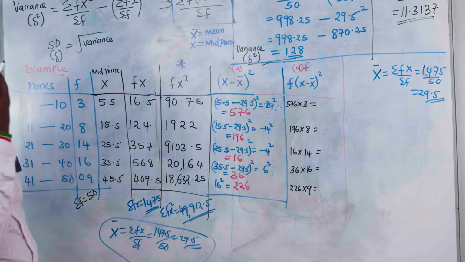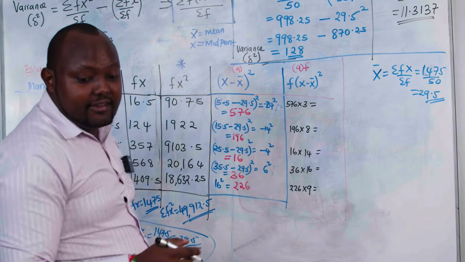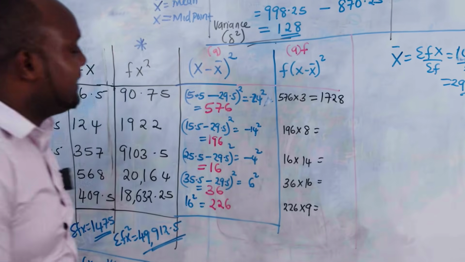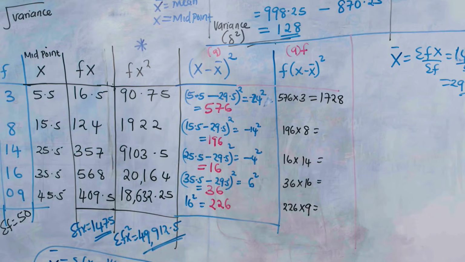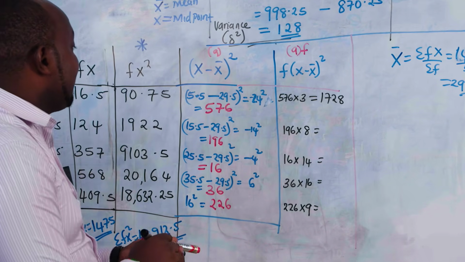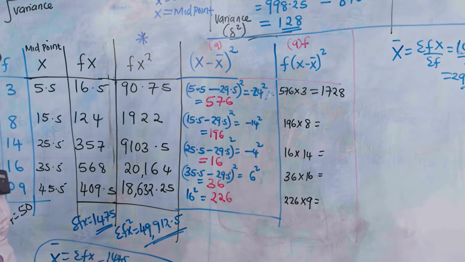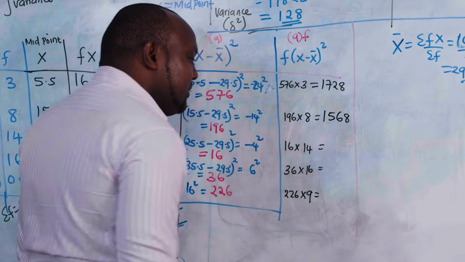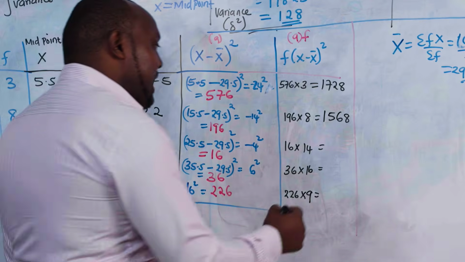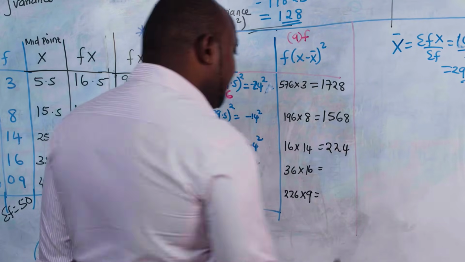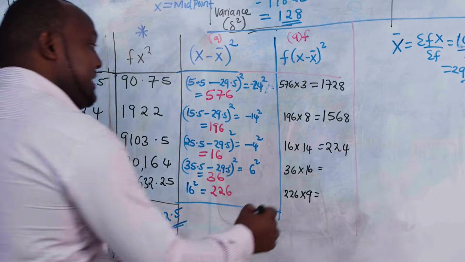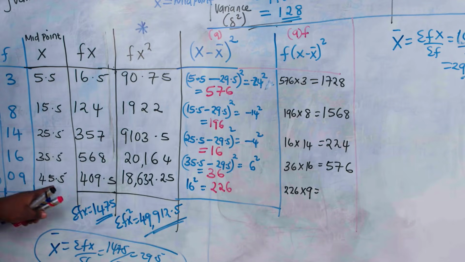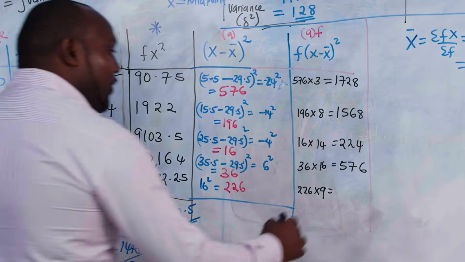So what are we going to get? 576 times 3, we are going to get 1728. Then we are having 196 times 8, we are going to get 1568, if I'm not wrong. Then we have 16 times 14, we have 224. 36 times 16, we have 576. Then we are having 226 times 9, we are going to get 2304.